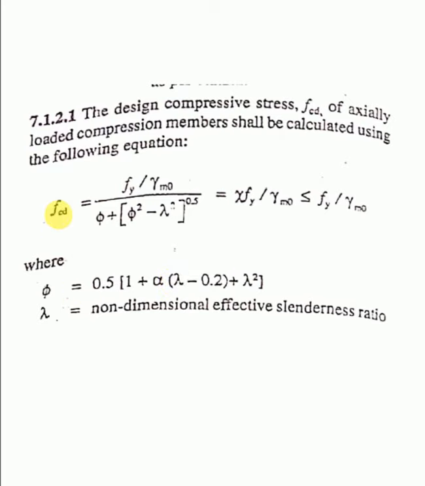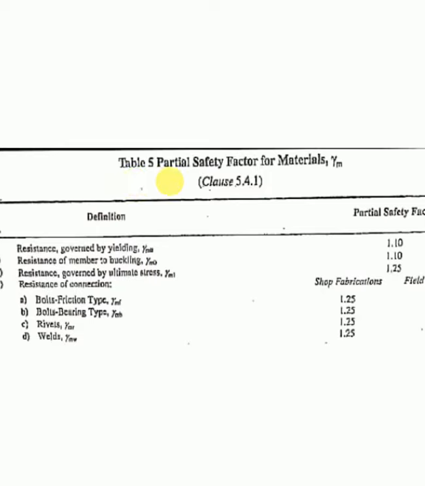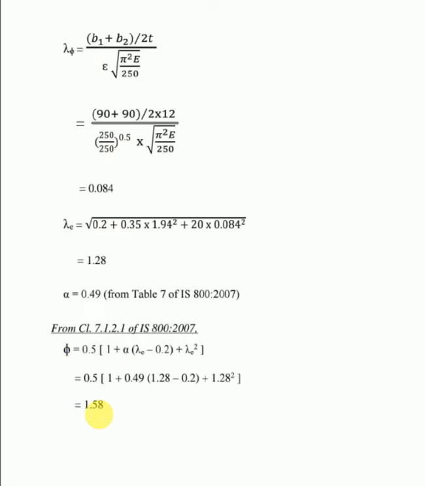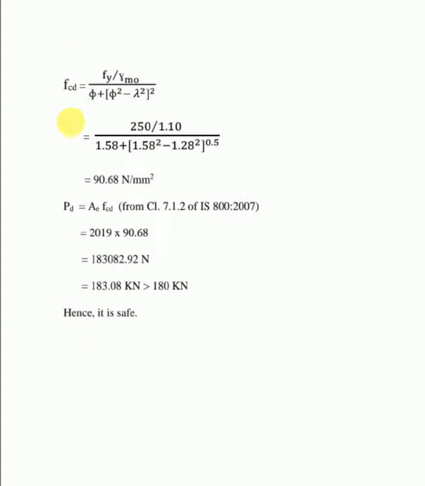After that we'll put all the values in this equation, FCD equals Fy by gamma MO. This phi we got. This is your lambda E. We just require gamma MO. This we'll get from Table 5 of the IS code. This is Table 5 of the IS code. Now see, we'll always consider the first condition, resistance governed by yielding, gamma MO, or resistance to buckling, gamma MO 1.10. So our gamma MO will always be 1.10. Now see this, putting the values, we got phi as 1.58 and we got our FCD as 90.68 Newton per mm square.